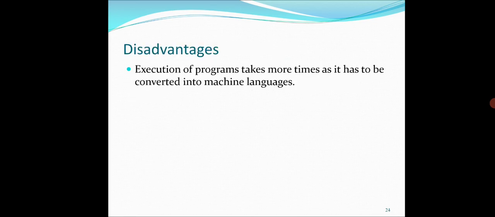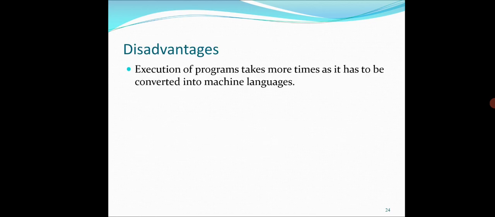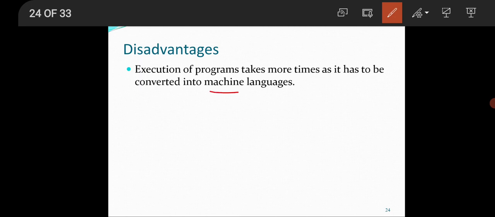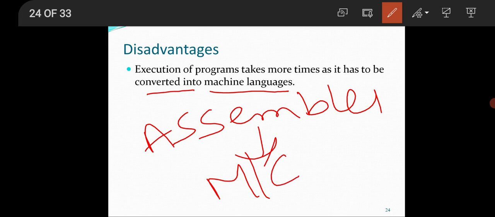Disadvantages: execution of the program takes more time, as it has to be converted into machine level language. To convert into machine level language, which software are we using? We are using the assembler. So to convert to machine level language, we have to use an assembler. From assembly language to machine language, we need to convert.